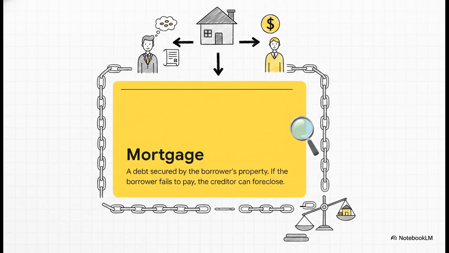We've probably heard this term a million times. Just think of it as a straight-up two-way street. It's you, the borrower, and the lender. That's it. The property itself is the collateral, the security for the loan. And if things go south and you can't pay, the lender has to go through the courts to foreclose.